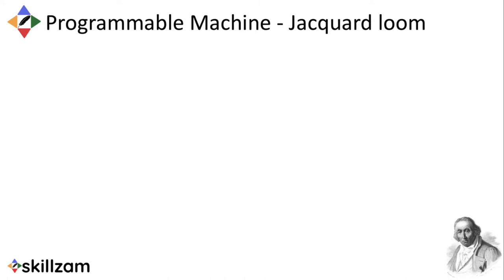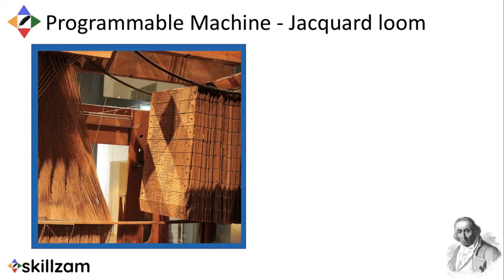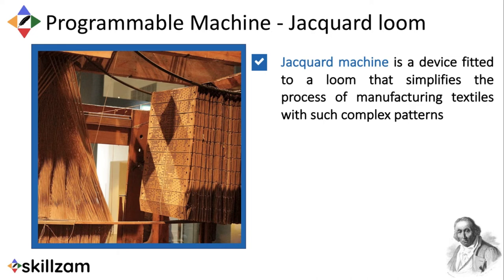Let's enter the programmable machine world. So it was the Jacquard loom. It took inventor Joseph M. Jacquard to bring together Bouchon's idea of a continuous punched roll and Falcon's idea of durable punched cards to produce a workable programmable loom. The weaving operations were controlled by the Jacquard machine, a device fitted to a loom that simplifies the process of manufacturing textiles with such complex patterns.